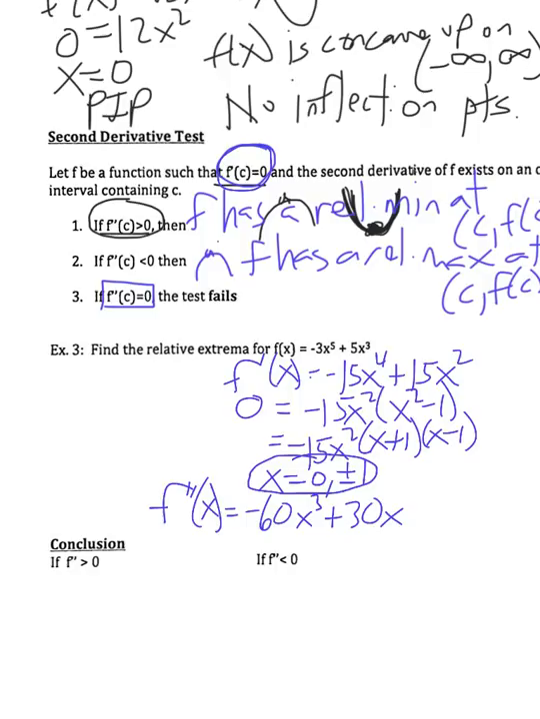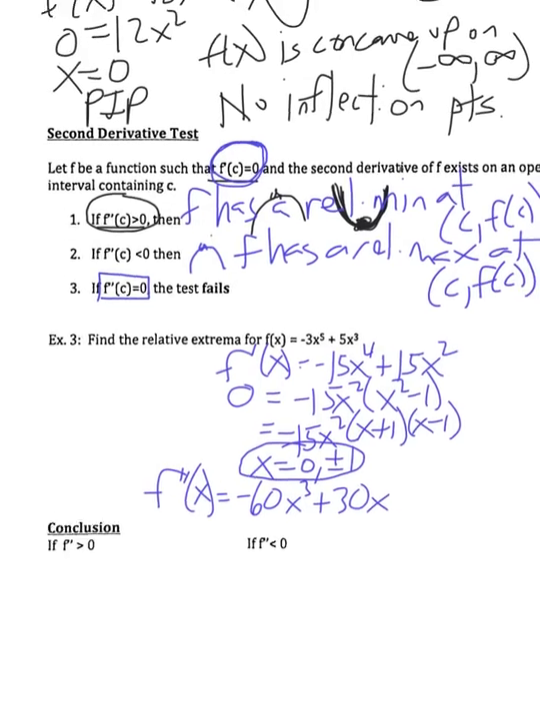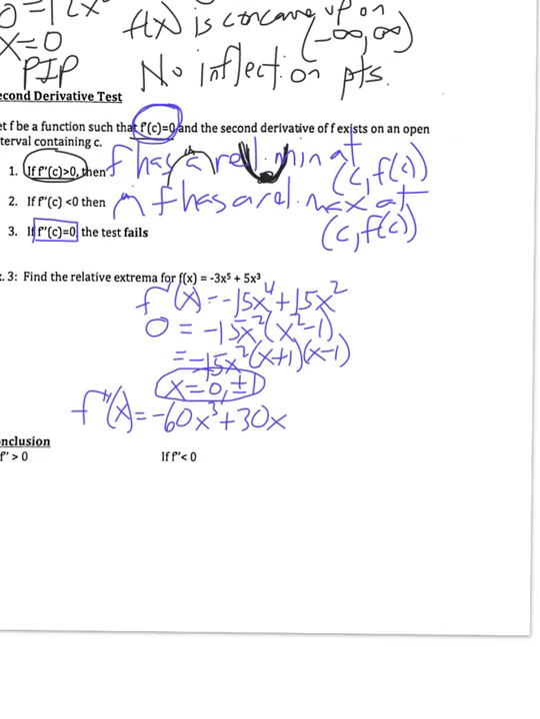And here's what this looks like. Let's plug those three x values into the function, f double prime. So if I plug 0 in, f double prime of 0, if I plug 0 in for the x's, we get 0. So if you look back at the second derivative test, if it equals 0, then the test fails. We can't make any conclusion from that right there. No conclusions. Test fails.